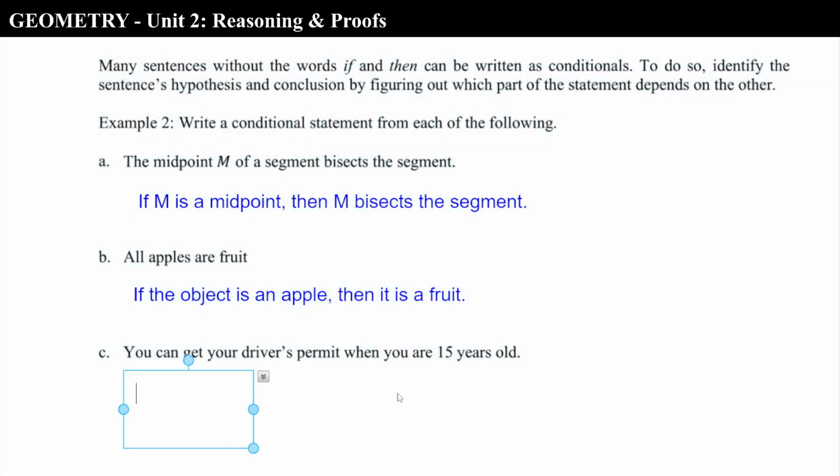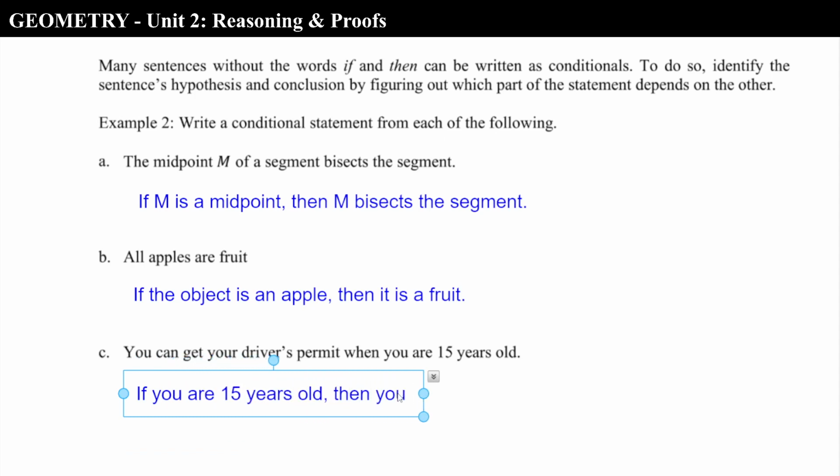Now for C, you can get a driver's permit when you're 15 years old. Well, our assumption here is that you can get your driver's permit. Our hypothesis is you are 15 years old, okay? So if you are 15 years old, then you can get your driver's permit.